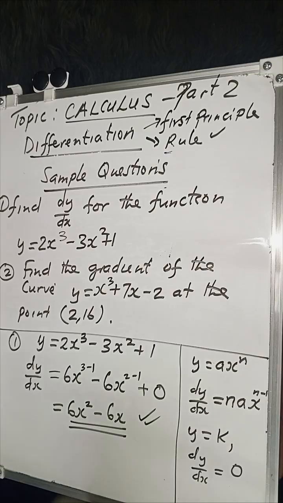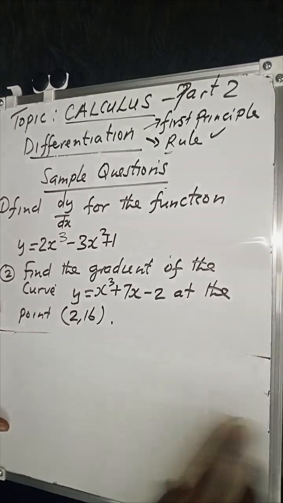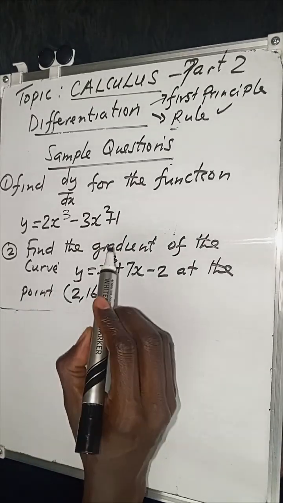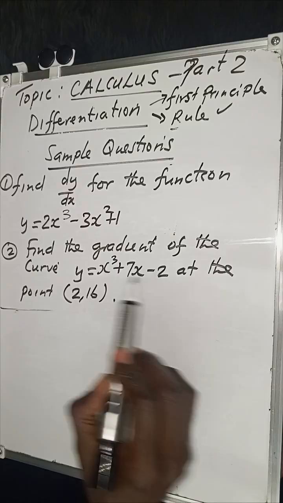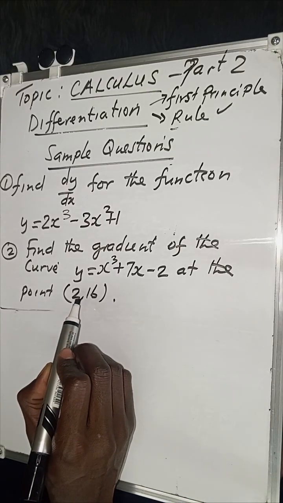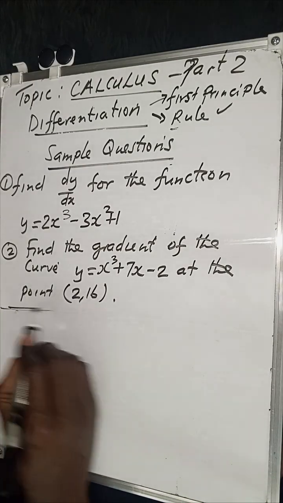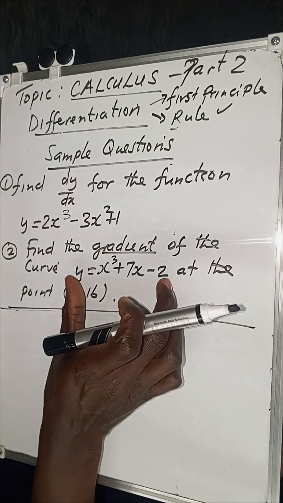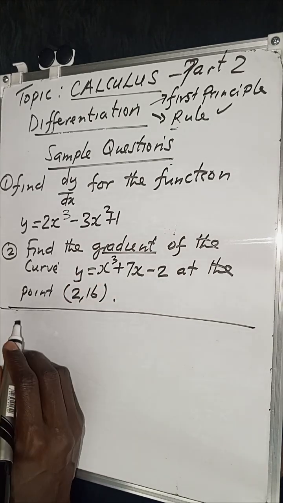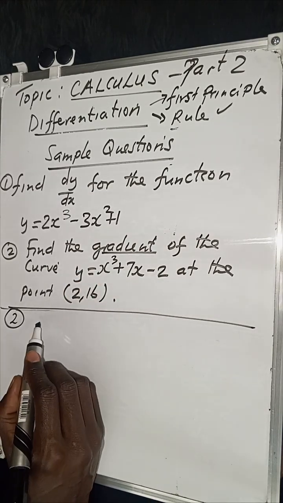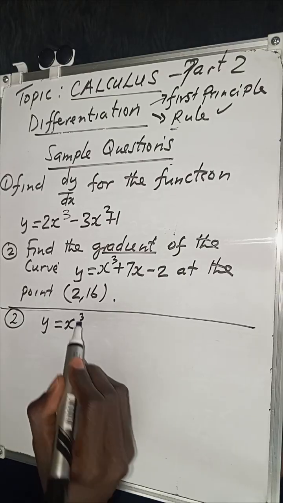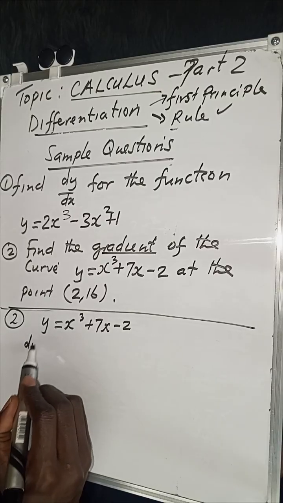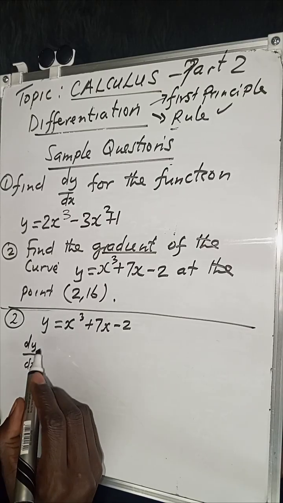All right. Let's look at the second one. It says find the gradient of the curve at the point. So they want us to find the gradient of this curve at the point where they have given us the coordinate, point 2,16. To find the gradient of the curve at the given point, you first need to find the derivative of this function. Number 2 says y is equal to x to the power 3 plus 7x minus 2. So first, find dy over dx.